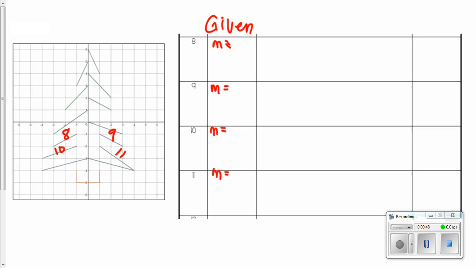For example, line 8 here, our slope is 1/2, right? Line 9, our slope is -1/2. We can do this for each one of them. Line 10 is 1/3, line 11 is -2/3. So what we are missing though is that b component, right? So we'll come back to this Christmas tree in a second.